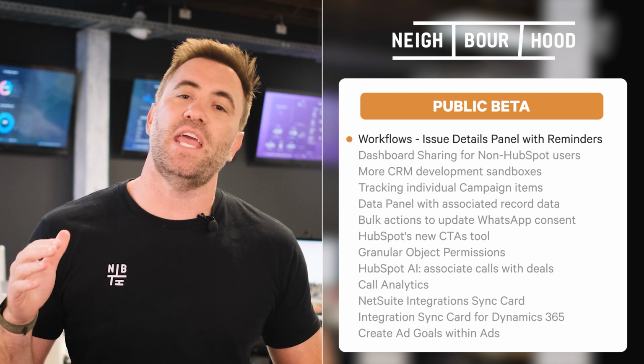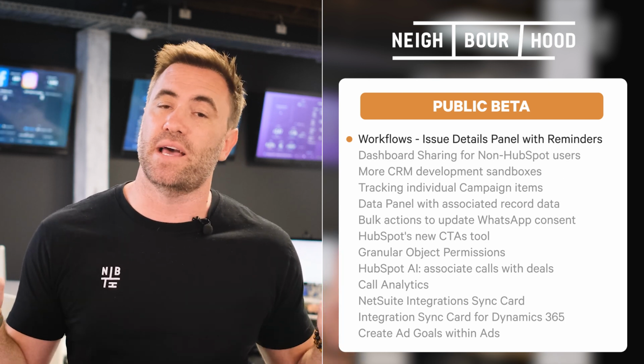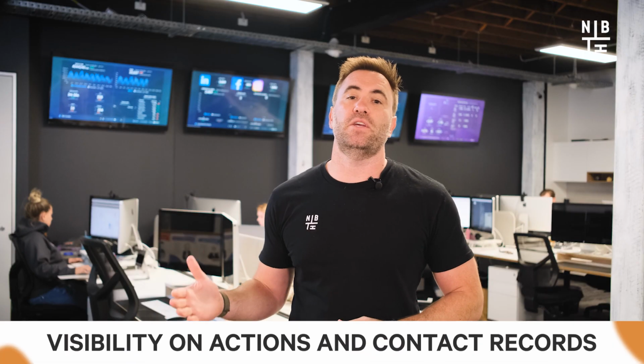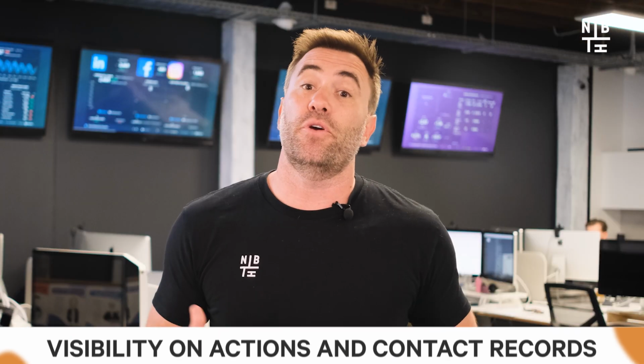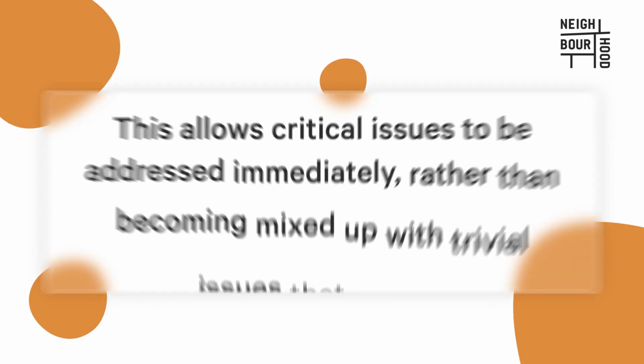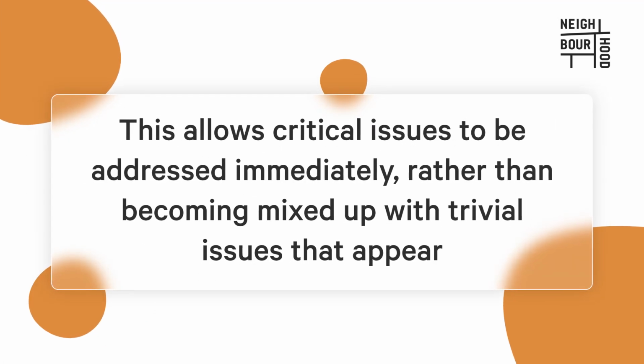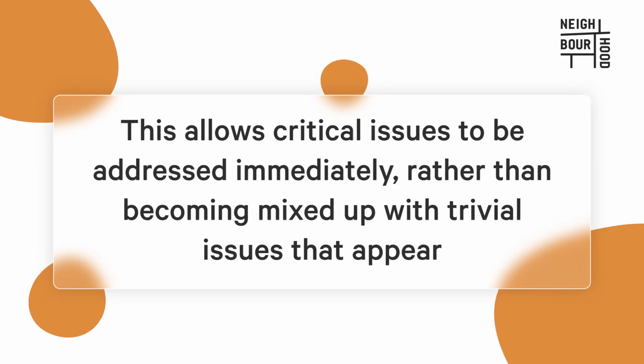Kicking off our public beta features, customers using workflows can now see the impact of issues in each workflow's issues details panel. Users will now have visibility on actions and contact records connected to each separate issue. If you're an enterprise customer, you'll have the opportunity to customize reminders about the workflow issues you intend to monitor. This allows critical issues to be addressed immediately rather than becoming mixed up with trivial issues that appear. Enterprise users can now choose to review specific workflow issues on certain dates or after specific time periods.